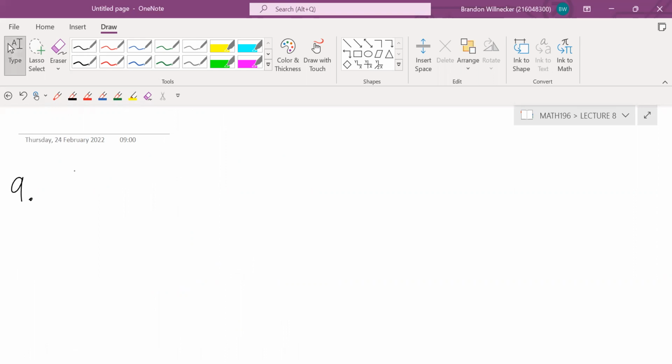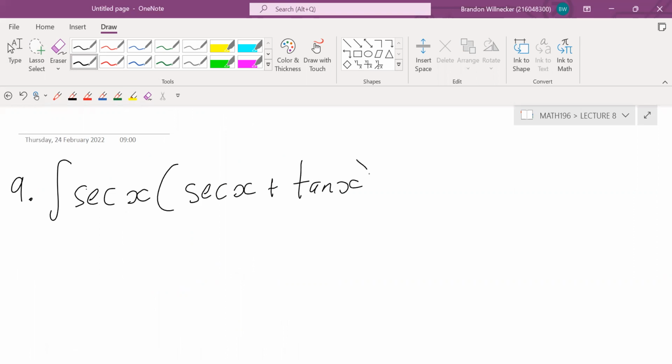Okay, so number 9, we have the integral of sec x times sec x plus tan x dx. Now, as it is, this is complicated to do because it's a product of two functions. We don't know how to deal with that just yet.